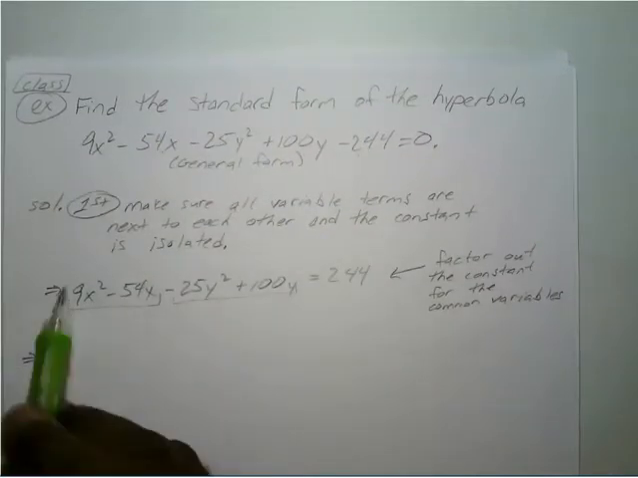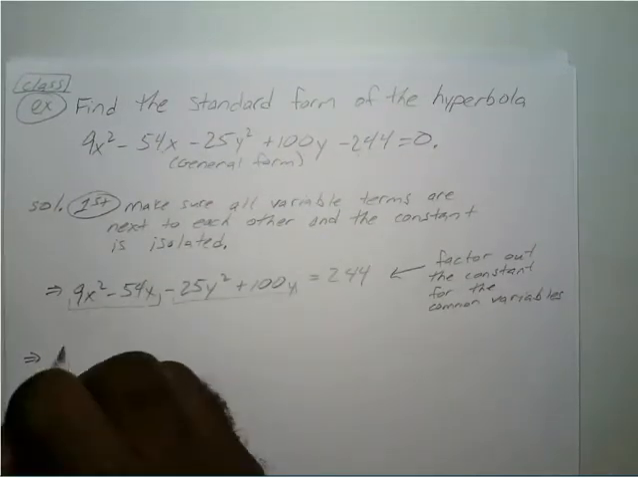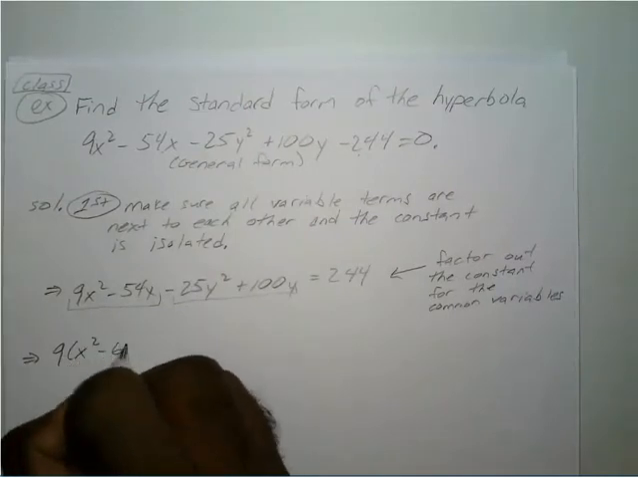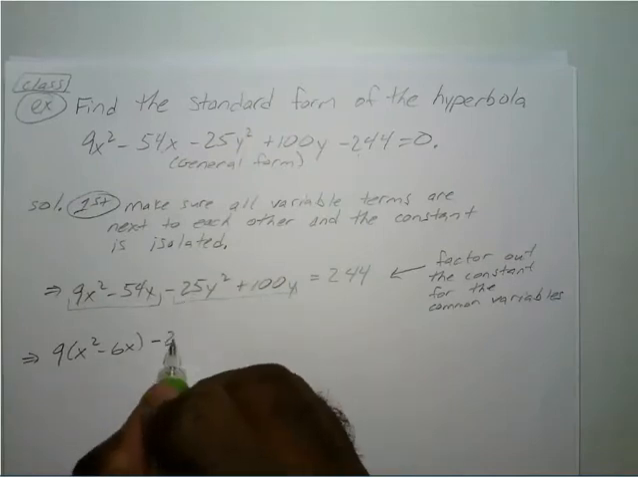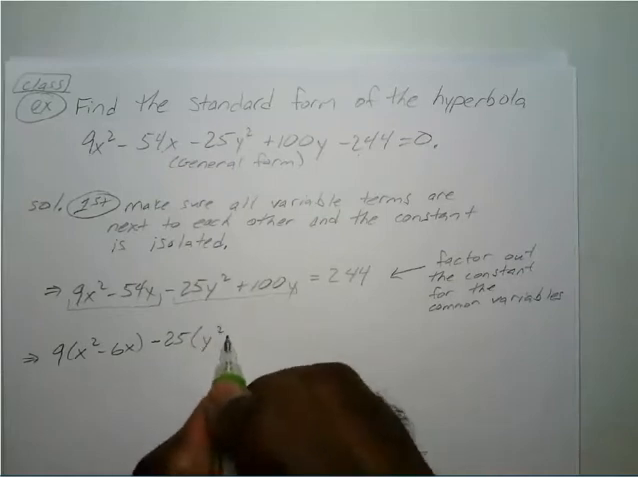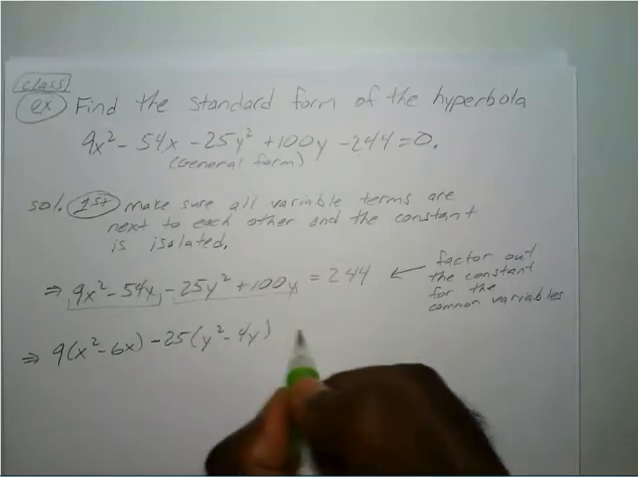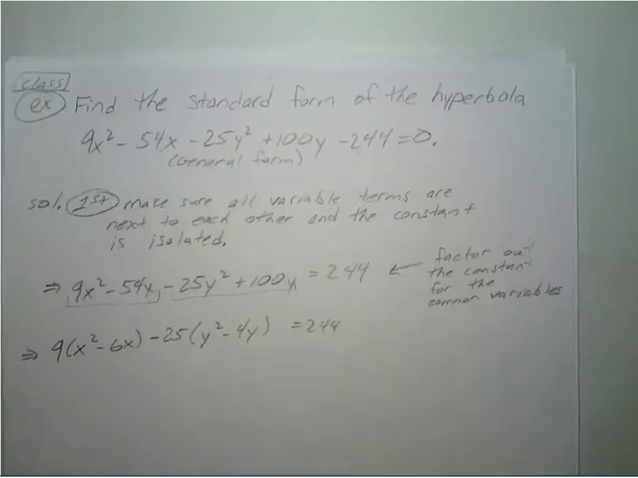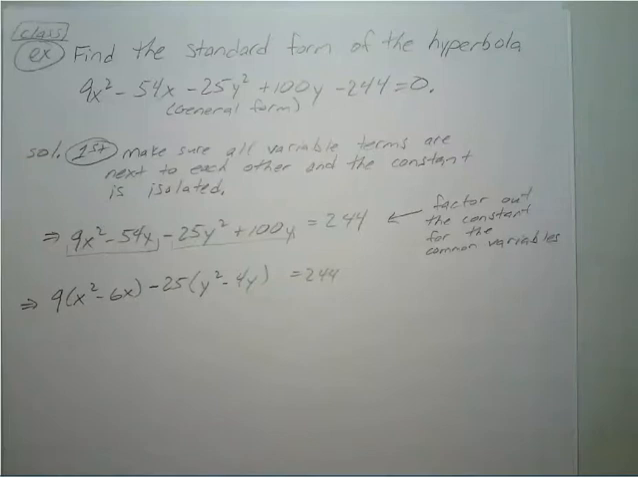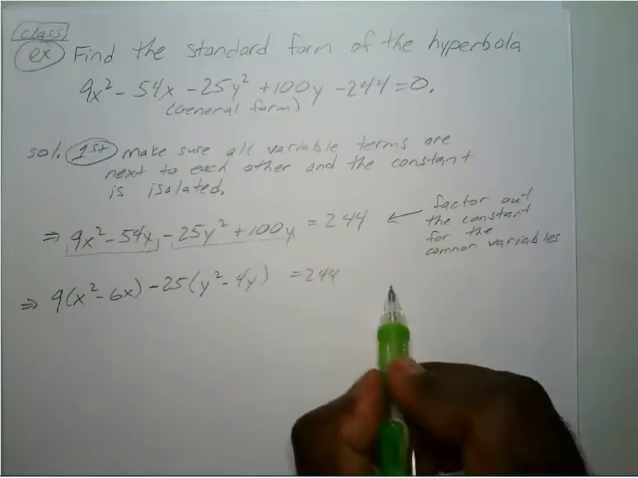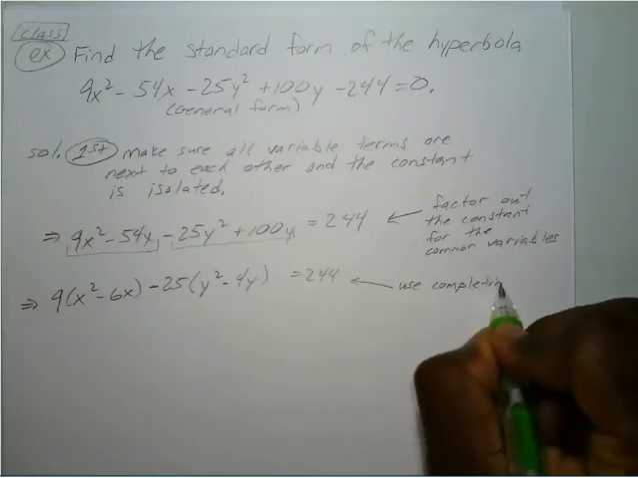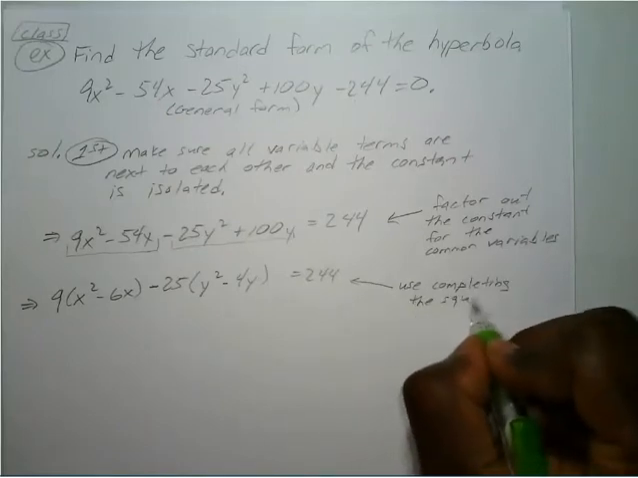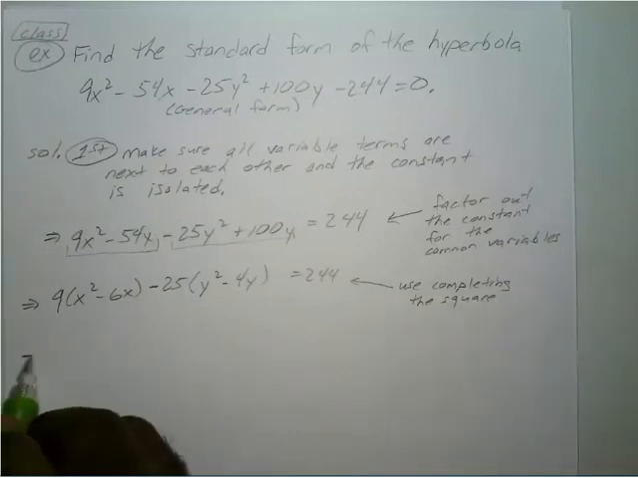Okay, so for these two, we can actually factor out a 9. So we have 9 times x squared minus 6x. And for these two, we can factor out a negative 25: minus 25 times y squared minus 4y equals 244. Okay, so we're going to rewrite this, but we're going to have a little bit of space after this because our next step is to use completing the square.